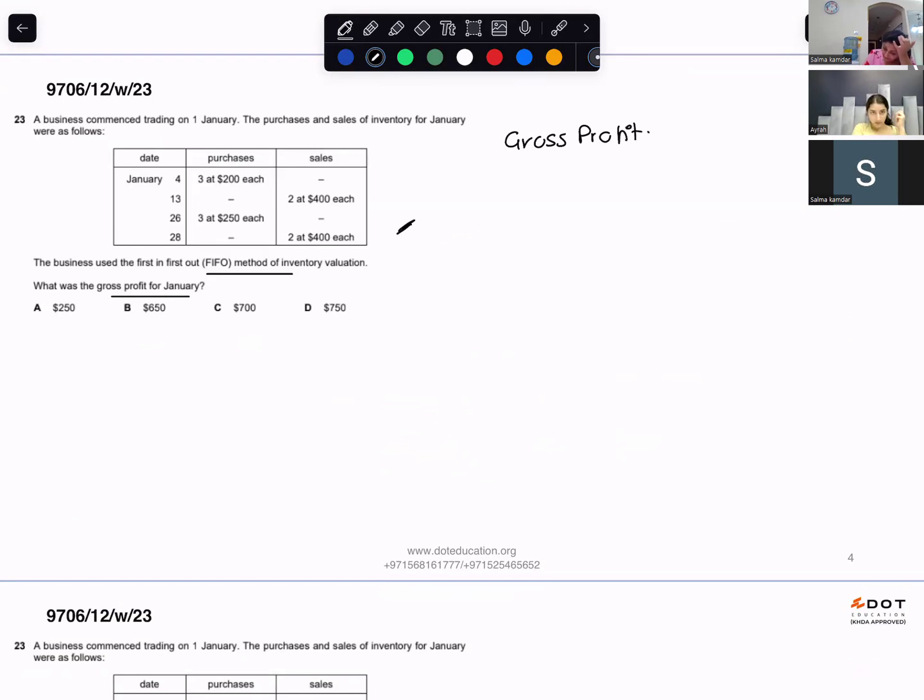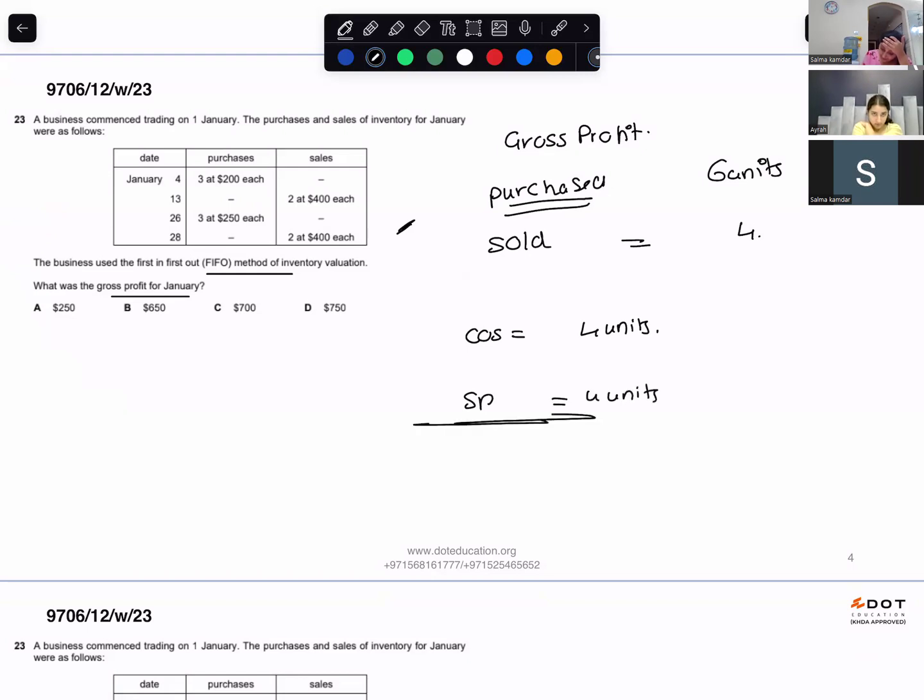How many units have you purchased in all? 6. You've solved, right? I've gotten the right answer also. How many units have you sold? 4. So that means you need to compare the cost of 4 units with the selling price of 4 units. Selling price of 4 units is how much? 400 into 4. So 1600.